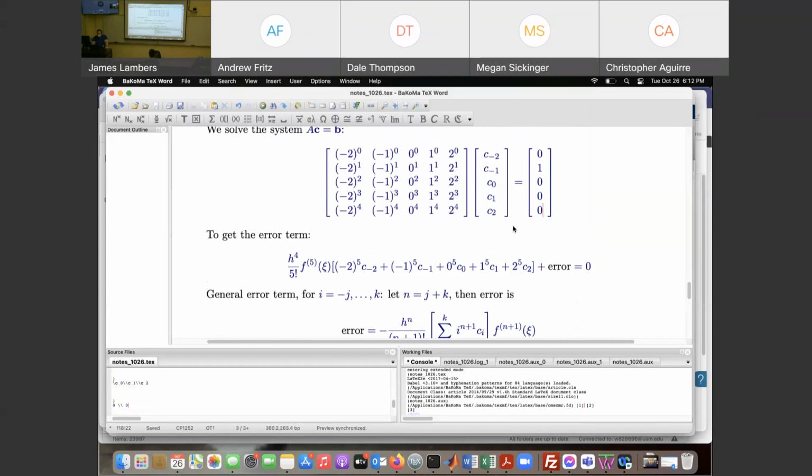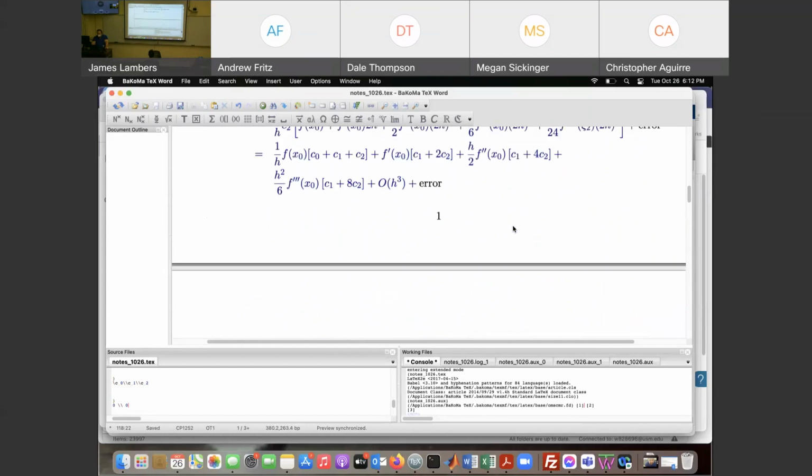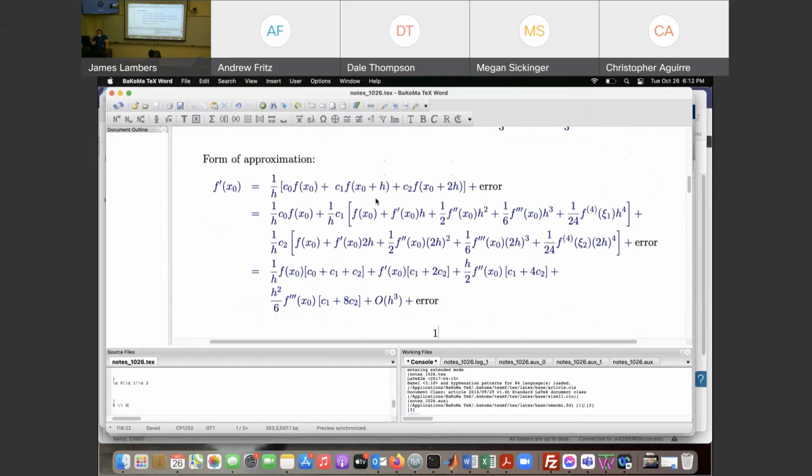So the pattern you see in making a matrix continues down here for the error. And that makes sense, as you can see from the Taylor expansion. I'm grouping all these terms. These three determine C0, C1, C2. Here's the next term. It won't help me get these coefficients, but once I have them, this gives me the error. And it follows the same pattern.